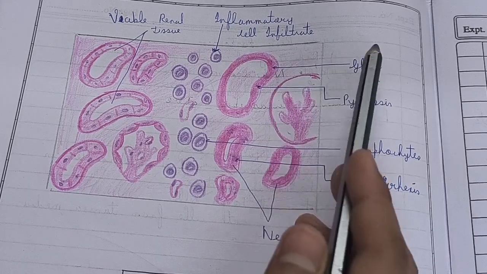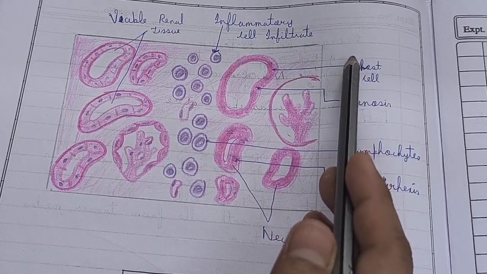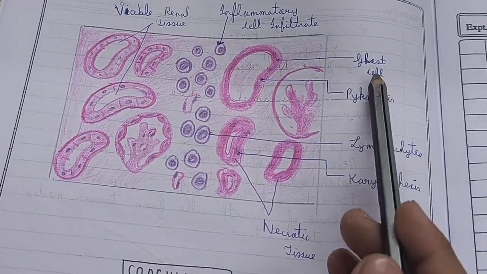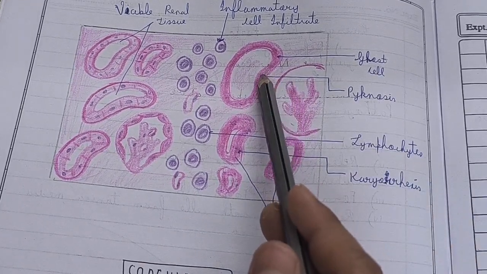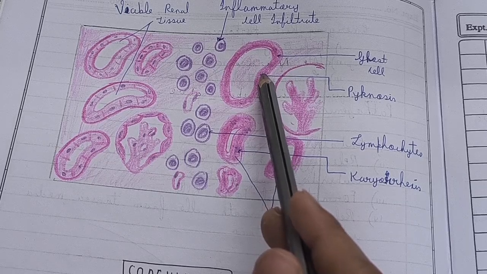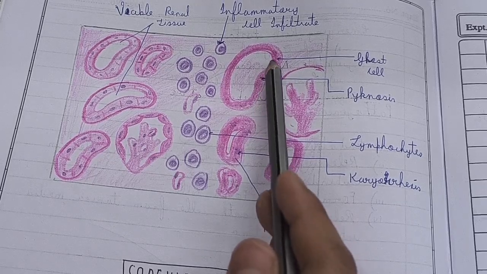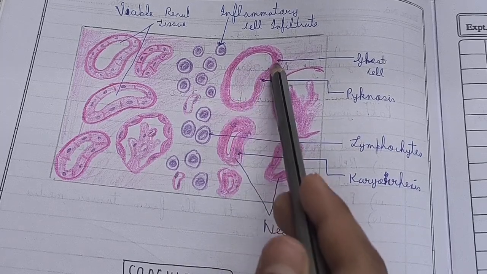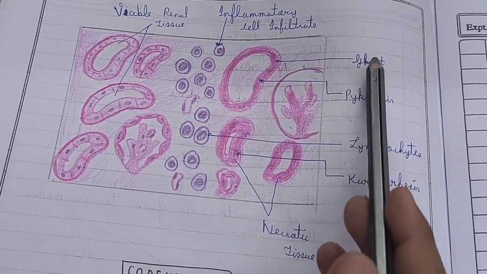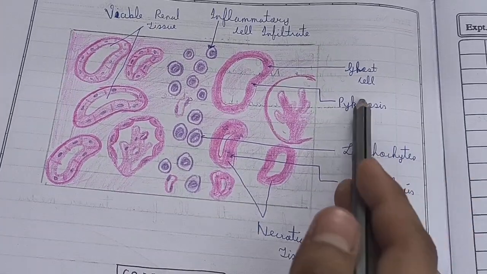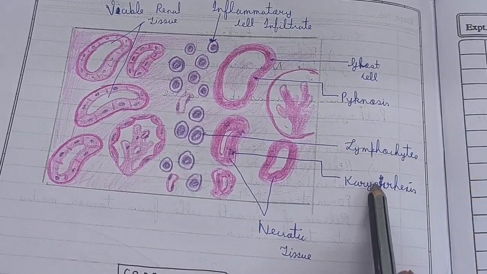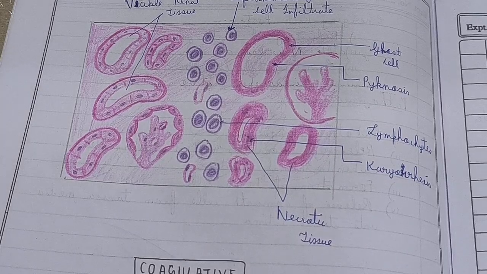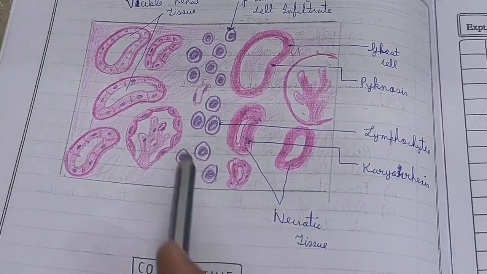Therefore it is like a ghost cell. Each of the cells of the necrotic tissue is known as a ghost cell, because the nucleus and cytoplasmic structures have been destroyed, only the cell membrane or the outer boundary is preserved, and each of these cells is like a ghost, therefore ghost cell. And pycnosis and karyorrhexis are the stages of the nuclear damage. So these are the only things to know about necrotic tissue.